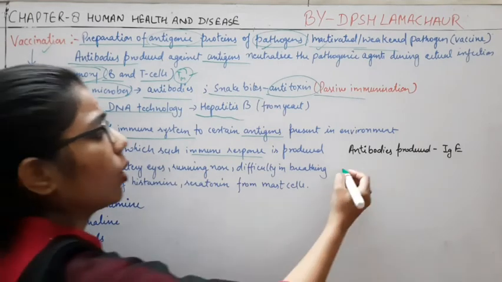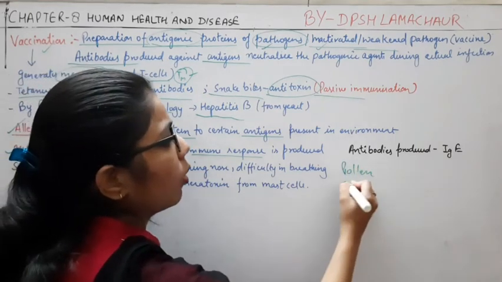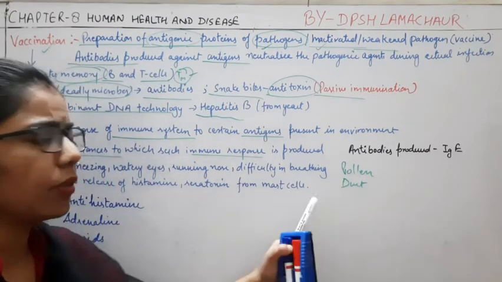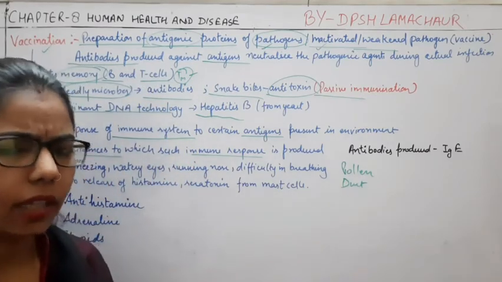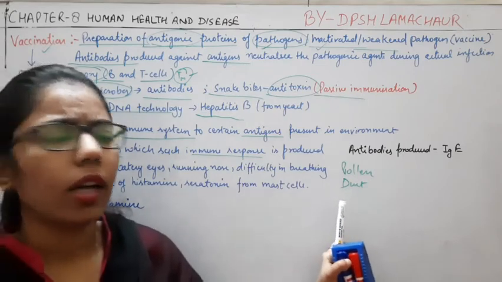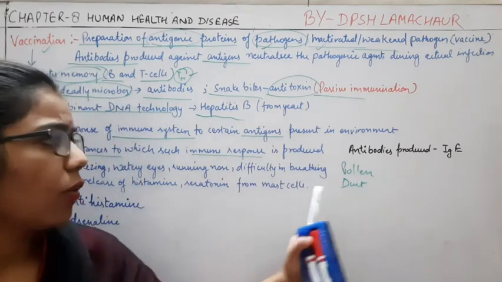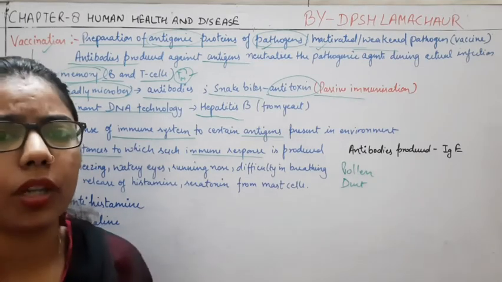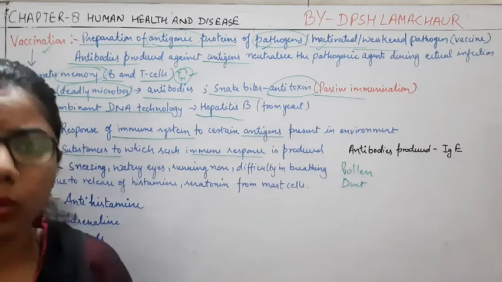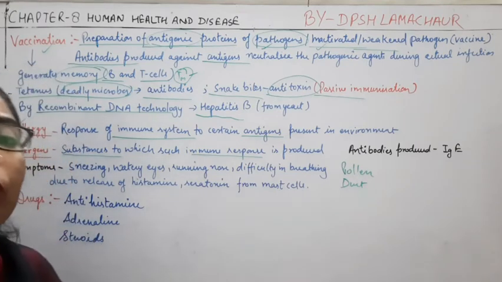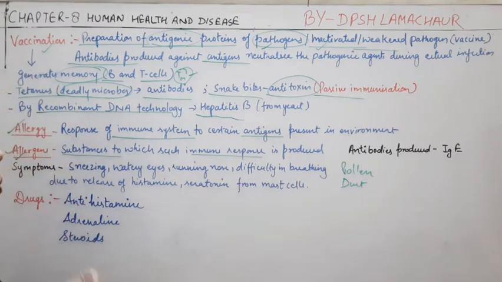Examples are pollen, dust. These are some of the things present in the environment, and you must be aware of pollen. Sometimes people are very sensitive to dust and pollen, and along with this some clothes also. So what it is affecting is our immune response, right?